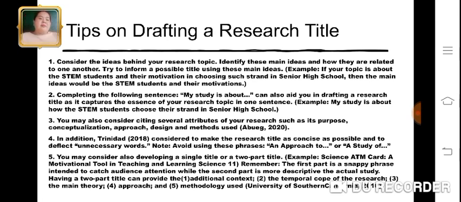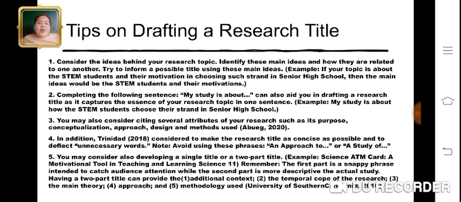Number 2, completing the following sentence, "My study is about..." can also aid you in drafting a research title as it captures the essence of your research topic in one sentence. Example, my study is about how the STEM students choose their strand in senior high school.